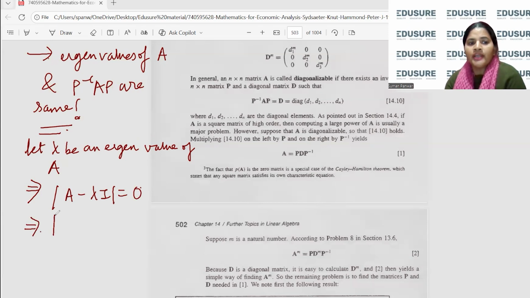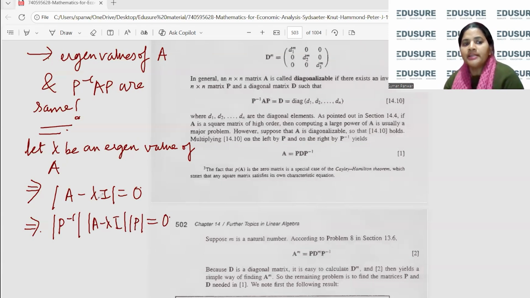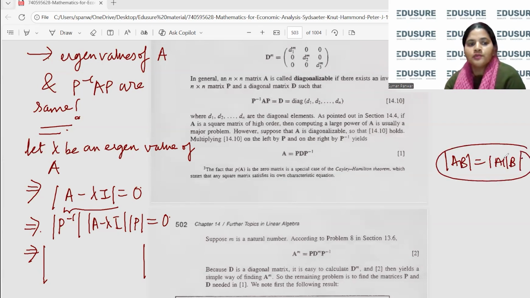So what I can do now, I can say that determinant of P inverse into determinant of A minus lambda I into determinant of P can be 0. Note that I'm just multiplying this thing by determinants, and this determinant is already 0. Determinant of P and P inverse makes sense because P is an invertible matrix, so determinant exists for P and P inverse both. Now I can combine these determinants by the property that determinant AB is equal to determinant A into determinant B. So let's combine.